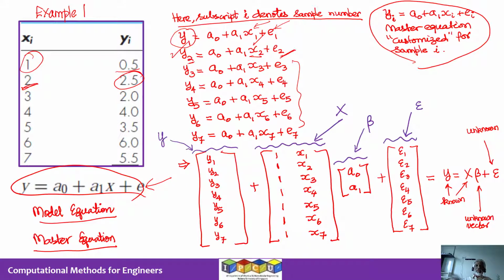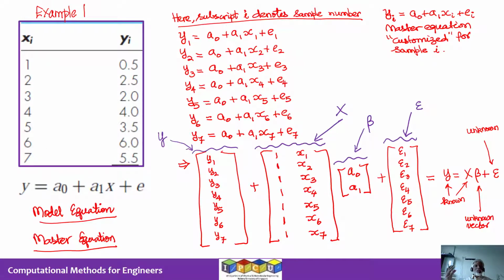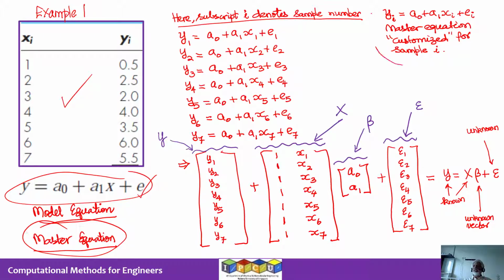So for experiment 7, the master equation can be customized for the seventh sample as y7 is equal to a0 plus a1 x7 plus e7, where x7 is 7 and y7 is 5.5. So let's look at the overall idea so far. We have the data, we have hypothesized this model, and therefore we write this as the model equation or the master equation. And for sample i, this master equation can be customized for each sample, sample 1 to sample 7 in this particular case.